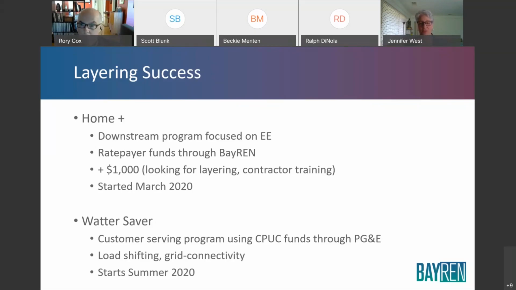When I mentioned perfect isn't possible, we were interested in adding thermostatic mixing valves and adding grid connectivity to our program, but the costs would have been a barrier. We would have had fewer heat pump water heaters installed as a result, and just the added complexity. So we're hoping that Water Saver, which is looking for heat pump water heaters to use their program on, will be able to layer on ours as well for that added load shifting capability. And it starts, we hope, this summer.